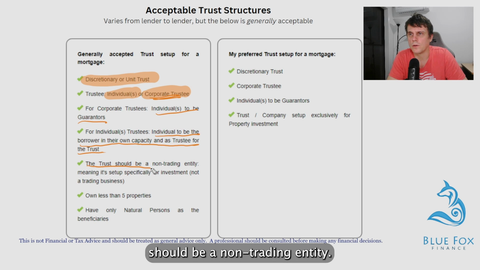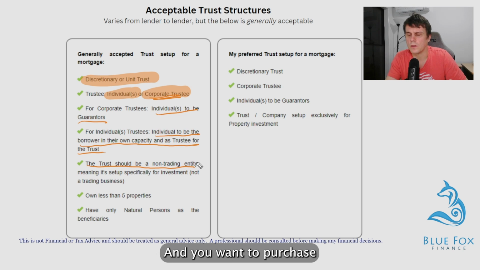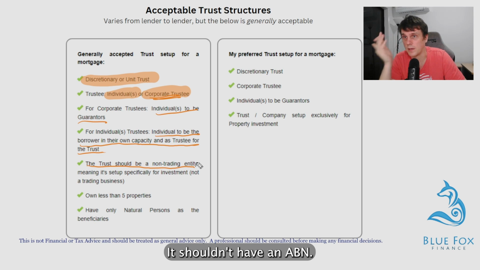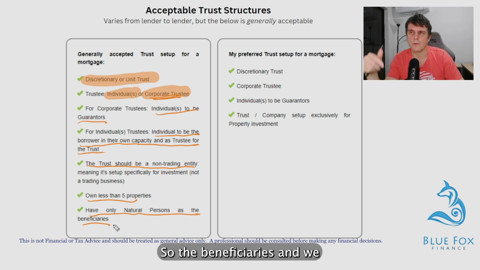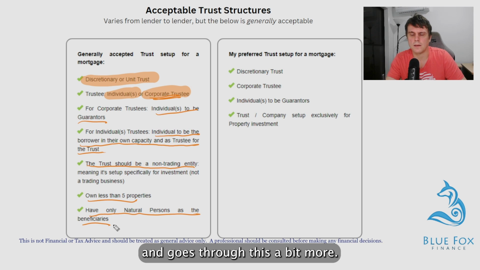The trust should be a non-trading entity. So you set it up for property investment. It can't be your business and you want to purchase a property in that as well. You want to set up its own entity. It shouldn't have an ABN. Should own less than 5 properties, nothing crazy about that, and have only natural persons as the beneficiaries. So the beneficiaries, and I think it's the next slide, goes through this a bit more.